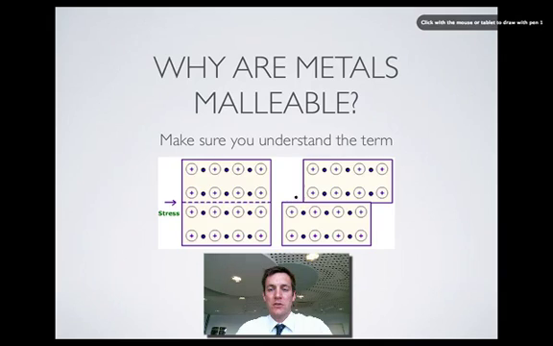And just because the ions move, it doesn't mean that the electrons can't attract those ions anymore. Remember, the electrons are free to move around in between these ions. So there's still strength to this structure. In other words, the bonds are still there. The bonds aren't broken by moving the particles in relation to one another. So in other words, you can move the ions without breaking the bonds. And that explains why metals are malleable.